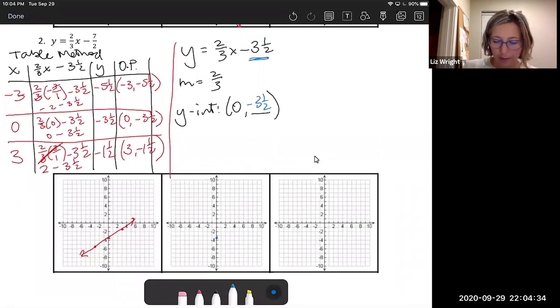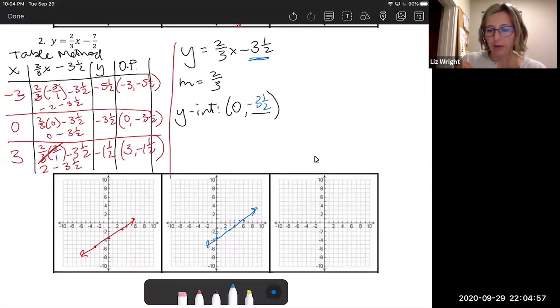So you're going to go up 2, right 3. Then you can do it again. Up 2, right 3. And we can plot it over here. And then graph your line. We've got 3 points. Go ahead and graph it.